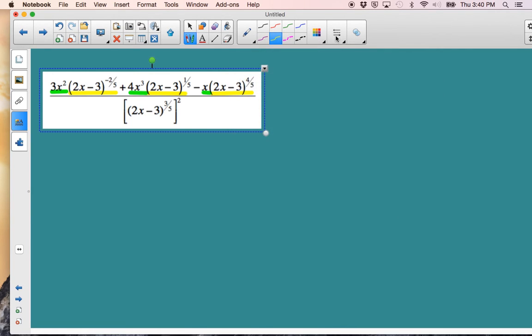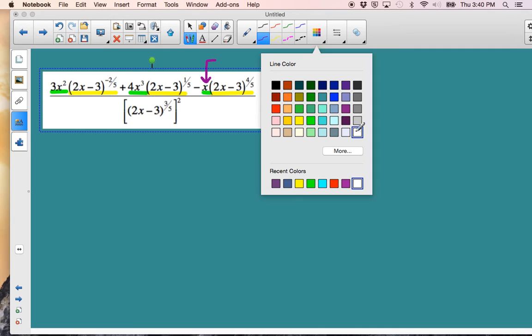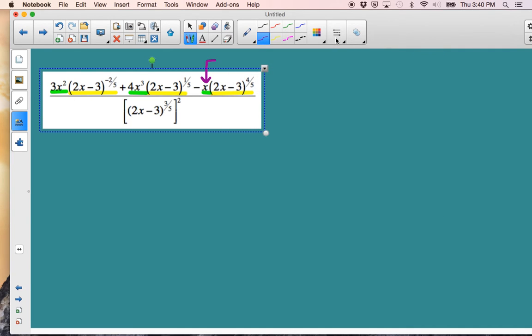And from this first term, I know that 1 is the smallest exponent of the x's. Okay, if you look at all these exponents, 1 has the smallest exponent. And so I'm going to factor out an x. Okay, so I'm also looking at the 2x minus 3's, and I've got -2/5, 1/5, and 4/5, and I know -2/5 is the smallest. I'm going to factor out a 2x minus 3 to the power of -2/5.